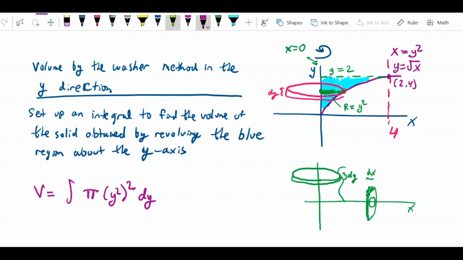What we can see is the upper boundary of this region is 2. Now some of you I know are going to want to say that the boundary should be 0 to 4, but that's because everybody naturally thinks in the x direction. We're doing this in the y direction. The limits of integration are the lowest possible y value going up to the highest possible y value, so they are 0 to 2. So that's the integral that gives the volume of that blue region.